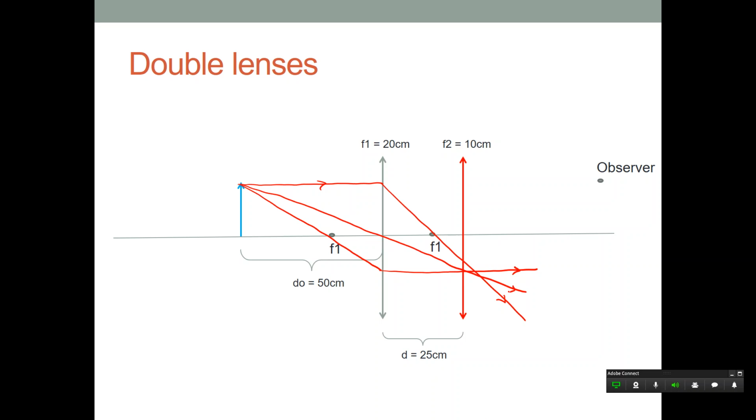All right, perfect. So there are my three rays. They all meet at one spot, and I get an image. The image is right there.